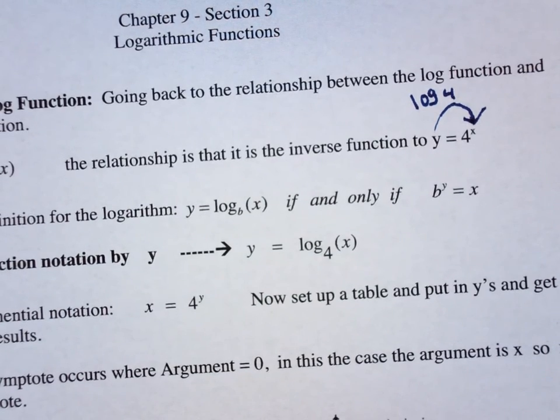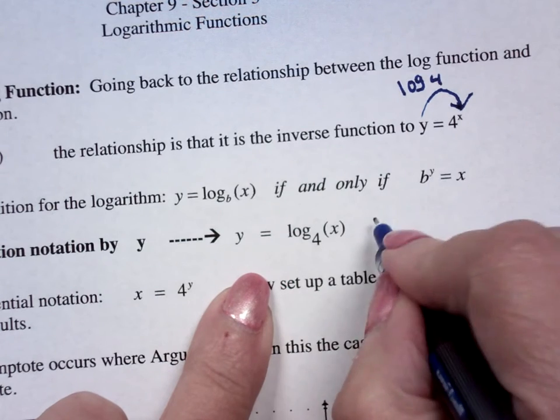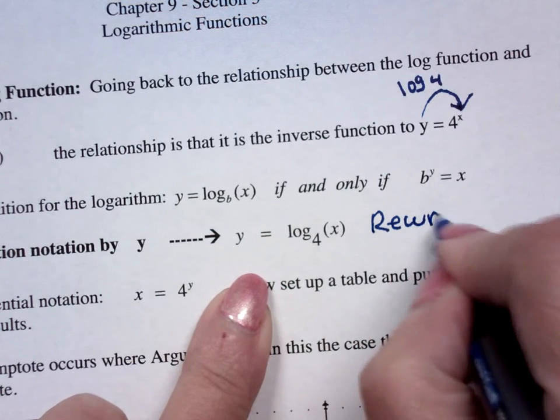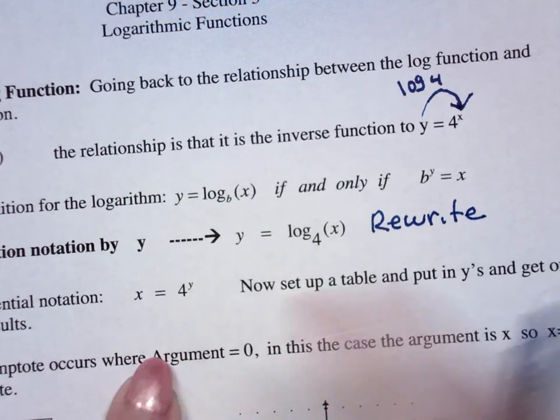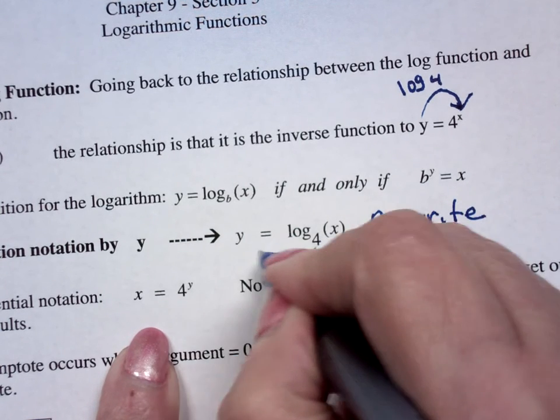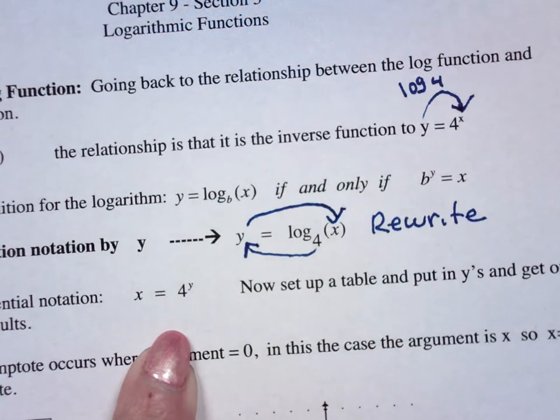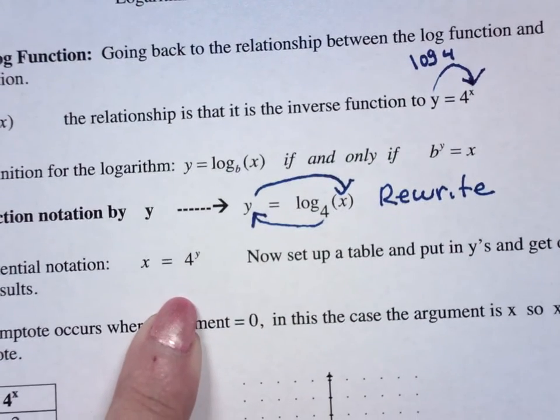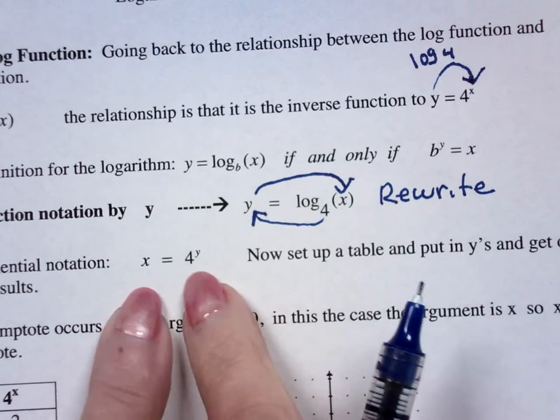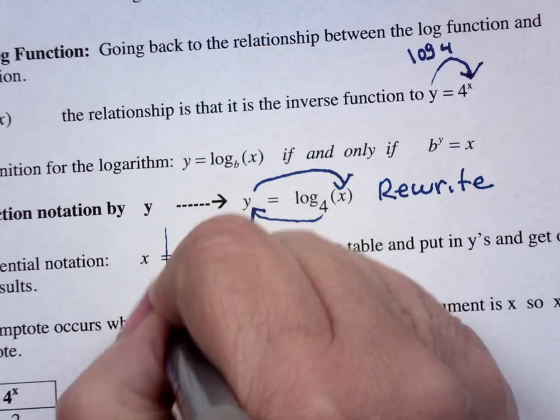So the next question is, how do you handle that? This is how you handle it. You rewrite it as 4 raised to the y power is equal to x. We write it as an exponential, and I put the x on the left-hand side. You're going to say, well, why is that? Because I can create a T-bar chart.